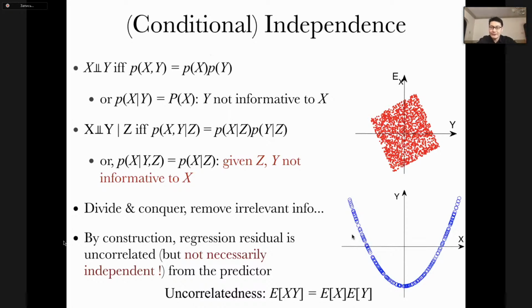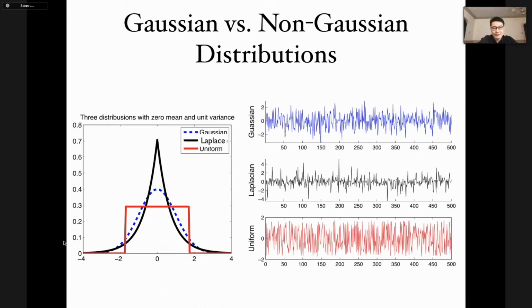And right here, you can see another example. Y is a quadratic function of X. They are uncorrelated, but clearly they are dependent. And whenever you do regression, linear regression or nonlinear regression, by construction, the regressor is uncorrelated from the regression residual, but they are not necessarily independent, as you can see from this illustration, which we will see in half a minute.